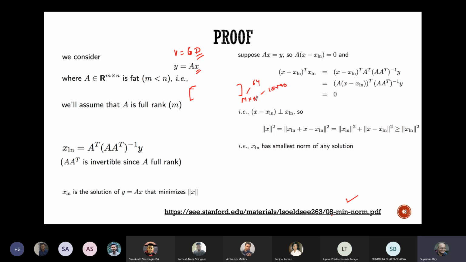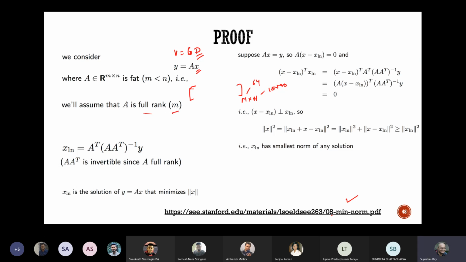So what I'm saying here is that it has M linearly independent columns. Okay, so it has full rank. Row rank and column rank are the same for any matrix. Those of you who are familiar with linear algebra know this. It has a row and column rank of M.